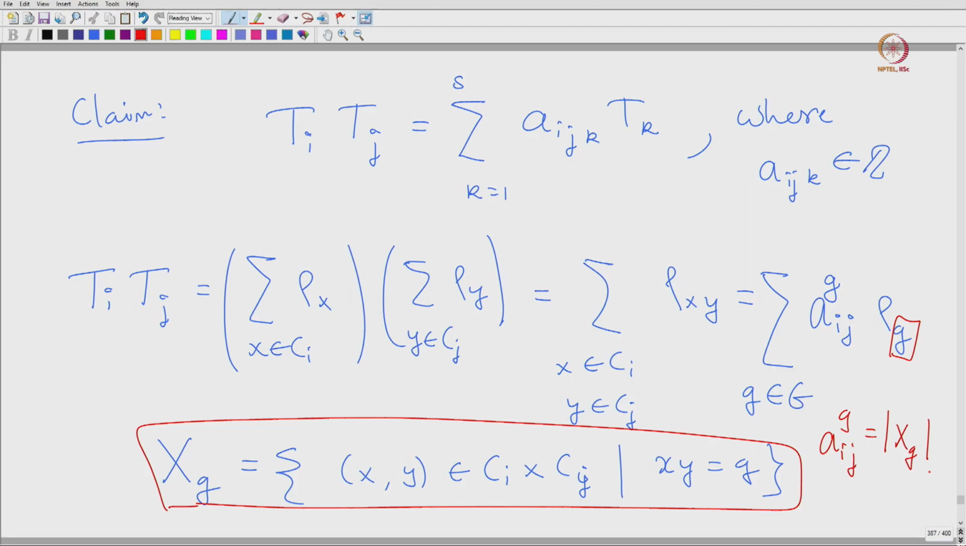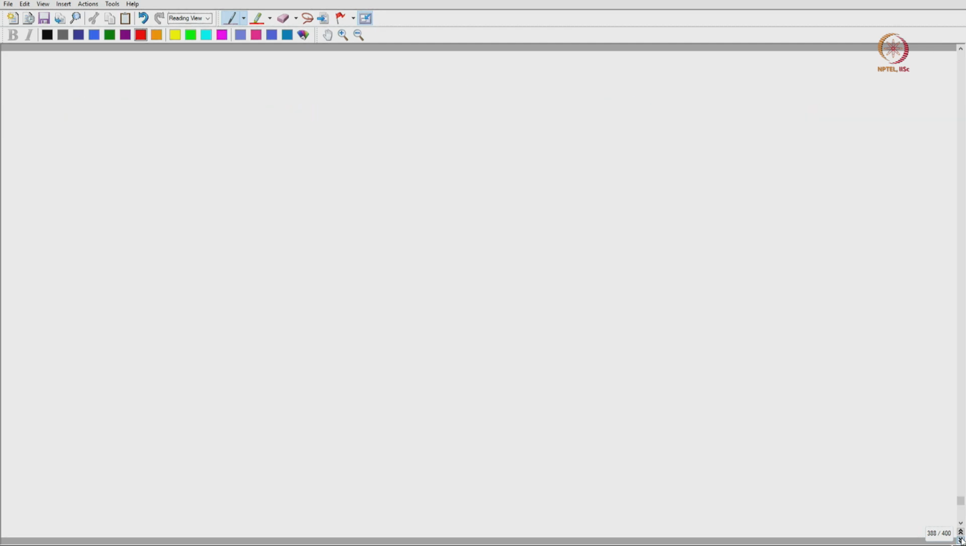And what we are interested in proving is that it indeed depends only upon the conjugacy class; it does not depend upon g, given g in G. So once we prove that this a i j g is the same as a i j tau g tau inverse, then that would imply that this Ti Tj is exactly equal to summation.